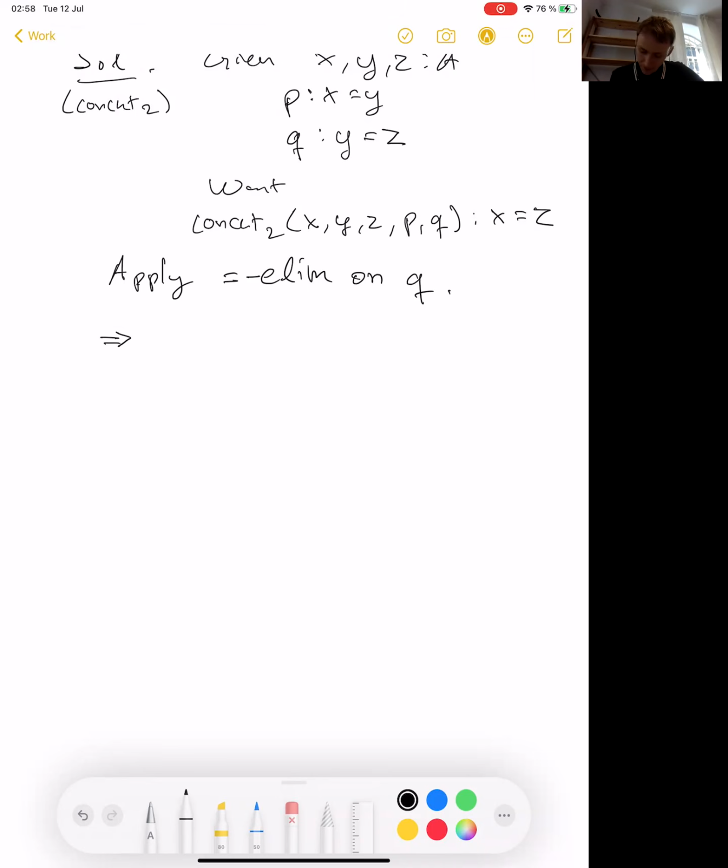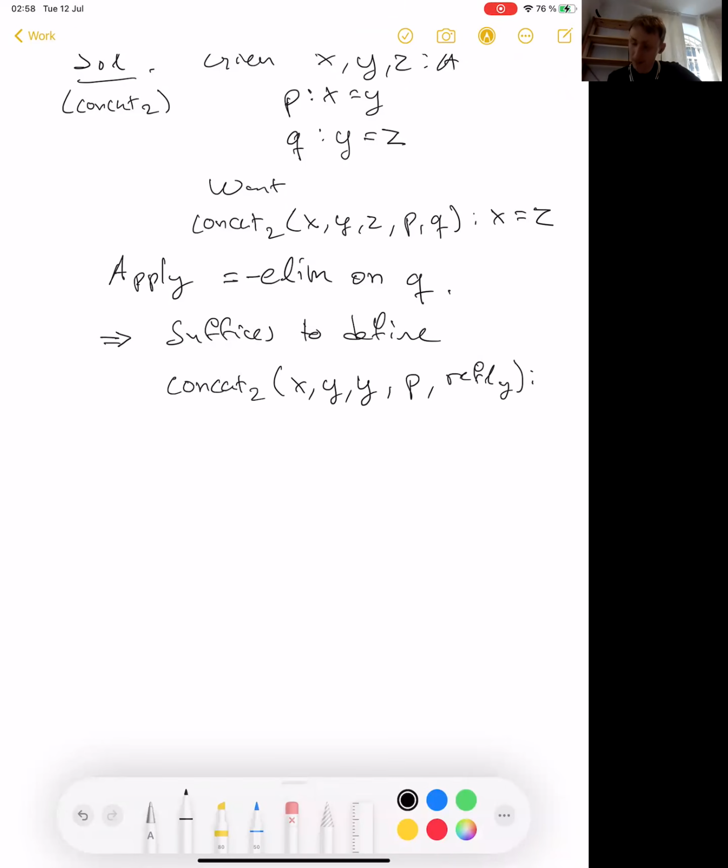Applying identity elimination on Q, that tells us that it suffices to define concat 2 of X, Y, and Y of P and refl Y. And because we applied path induction on Q, which was a path from Y to Z, the Z disappears and gets replaced by Y. So this time it's going to be of type X equals Y. Well, we want to define something of type X equals Y, but we have something of type X equals Y, P.